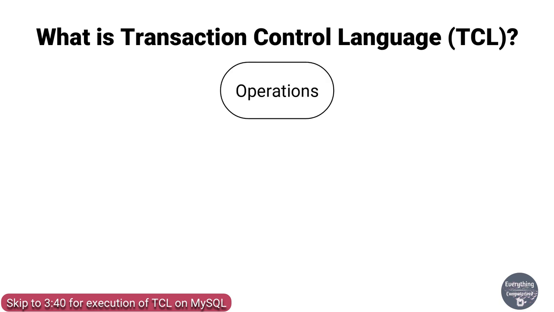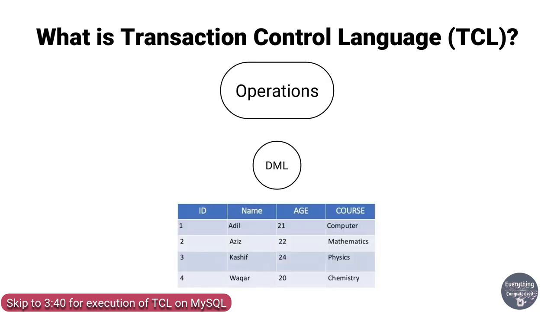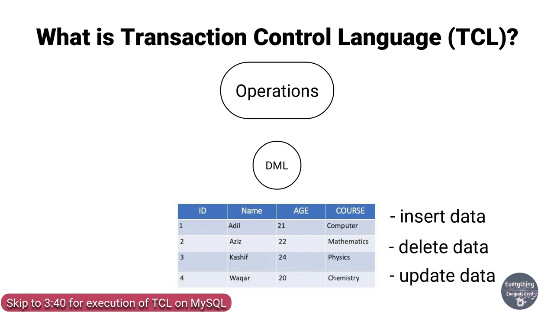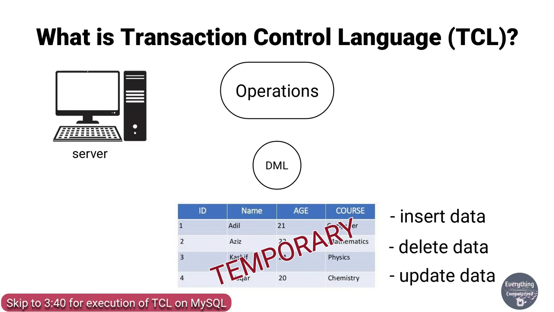When we perform operations on a table with the help of the data manipulation language, that is, if we insert data into a table, if we delete data from a table, or if we update data in the table, these operations are not permanent and the changes which happen to the table are temporary, and the table which is present on the actual server has not been affected at all. So in order to apply these changes to the table permanently, we have to do something, and so we make use of the TCL commands.